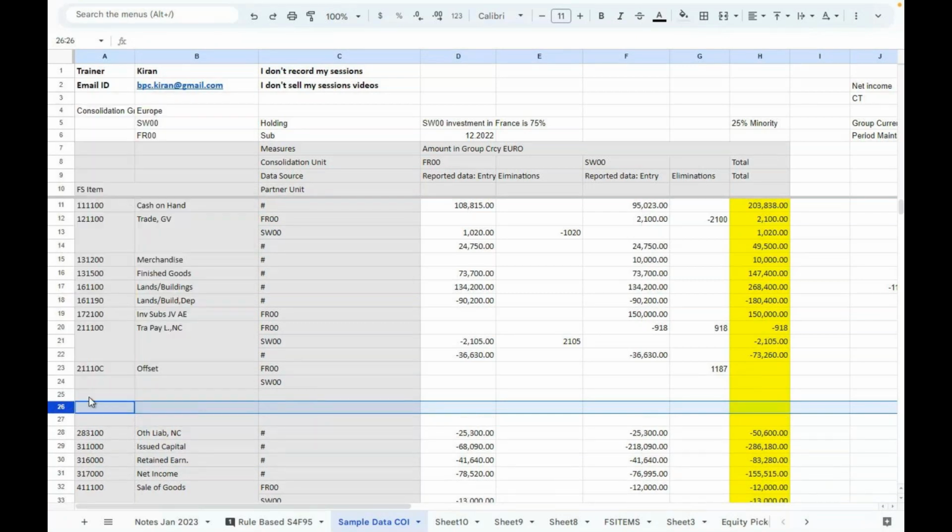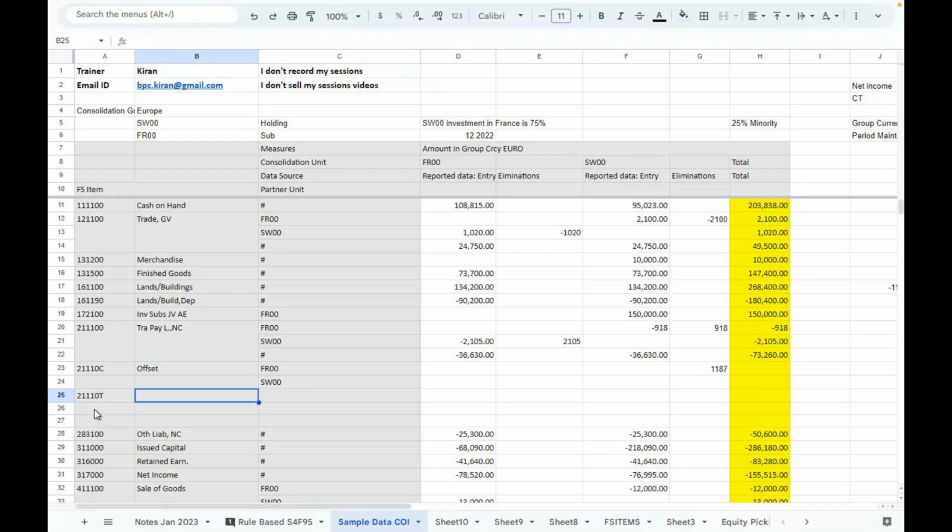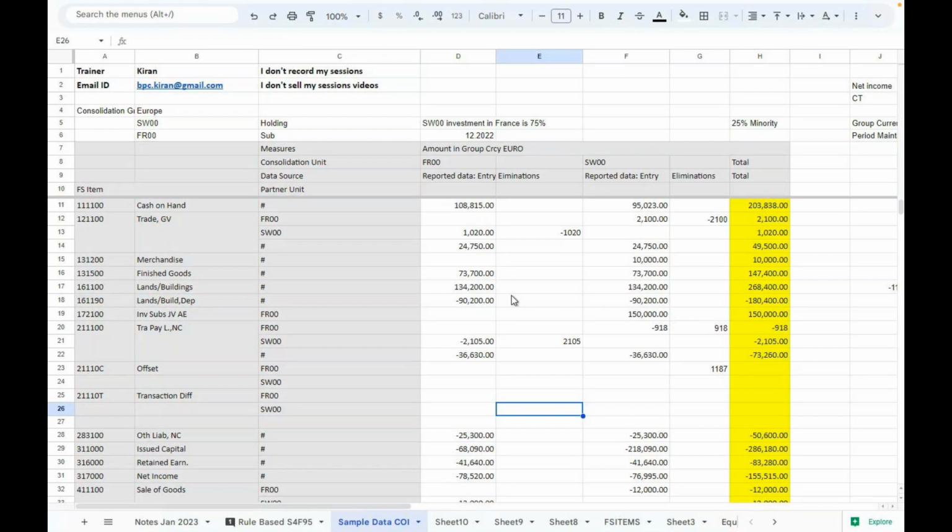I'm creating one more account, which is called transaction difference, 2110P is transaction difference. Intercompany differences I'm handling differently. So France and Switzerland. Here €5 against France I'm going to identify. So here €5. How this €5? 2100 here, 20105.